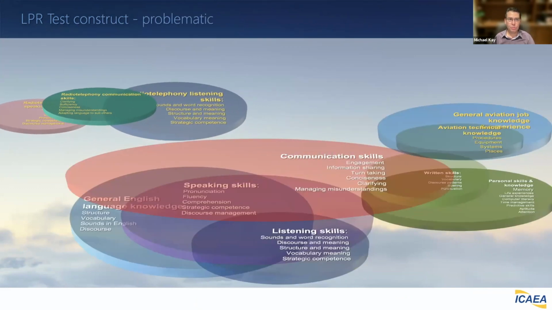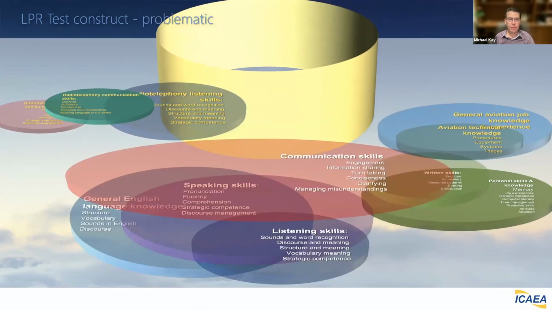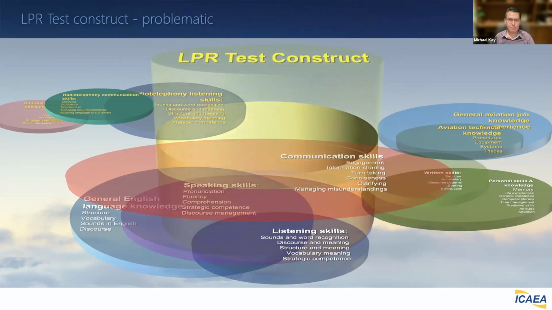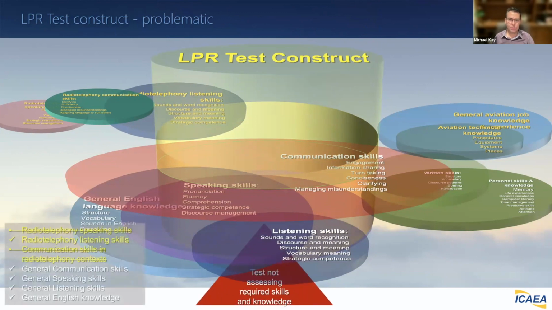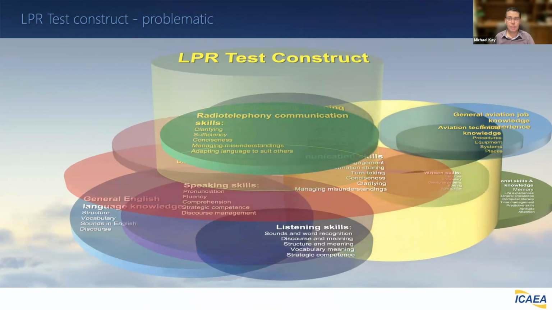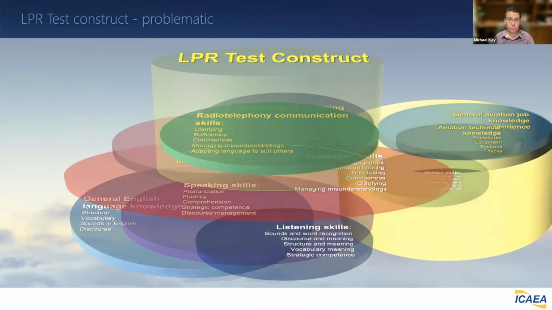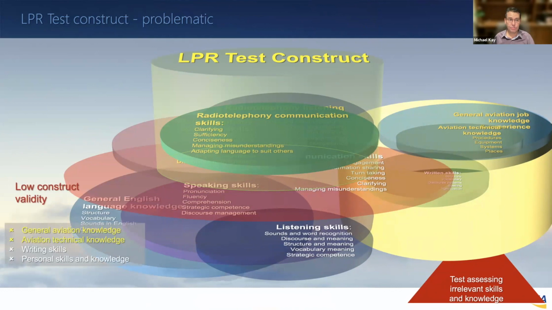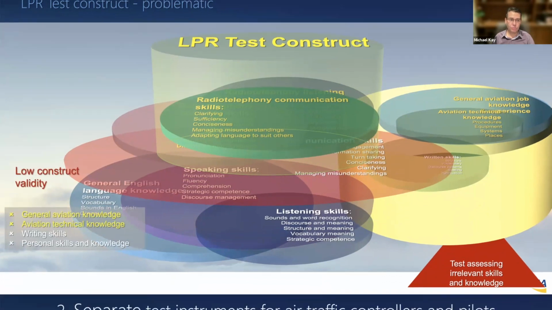But there's problems emerging, and this is what I was alluding to before. If the tests don't assess that, but make the claims that they're an LPR test construct, they're not assessing the right skills or knowledge for aeronautical communication. And therefore, the test probably would have low construct validity. It may even assess general skills at the expense of the correct construct for the pilots and the controllers. And would again have low construct validity.